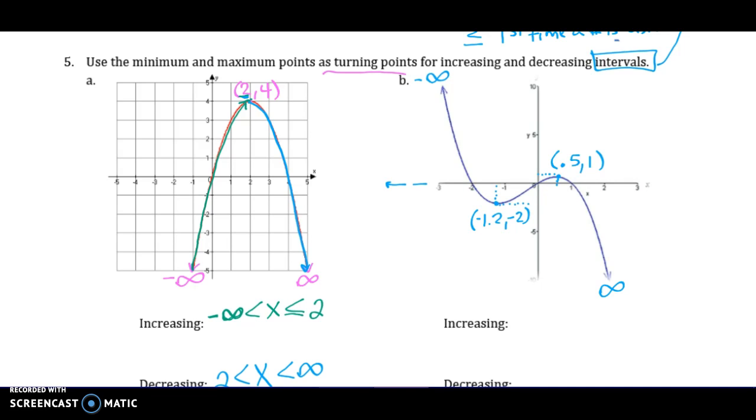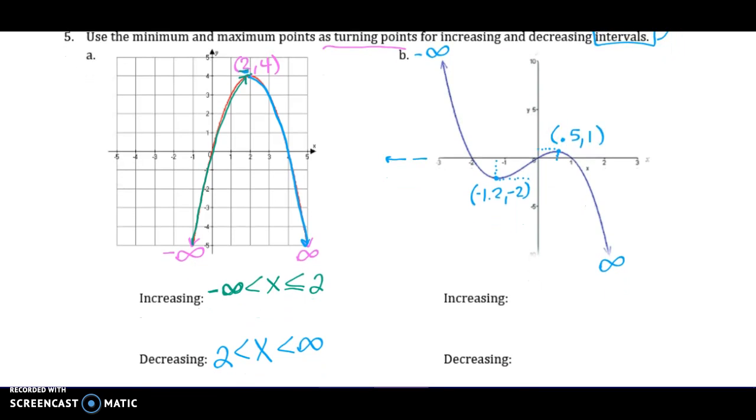So again, we're only concerning ourselves with x values. So we start on the left-hand side, working our way to the right-hand side. What direction am I going as I move from the left to the right? I'm going down, so it's decreasing from negative infinity. So x less than negative 1.5, I'm sorry, negative 1.2. That's the first time I wrote that number, so I'm putting the equal sign on.